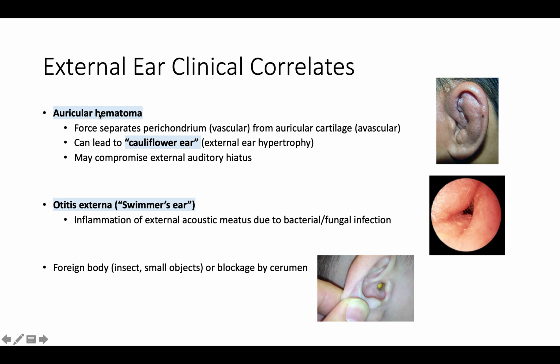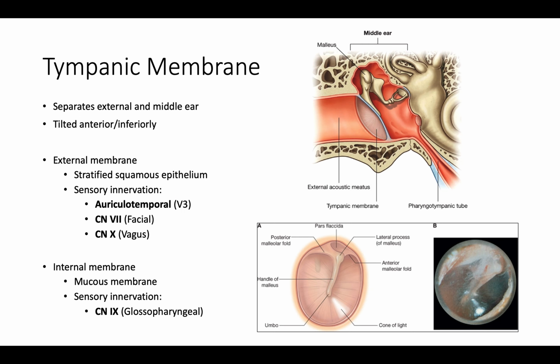So this cauliflower ear is auricular hematoma, and sometimes wrestlers can get that from an injury over a period of time, and the force is going to separate the perichondrium, which is vascular, from the auricular cartilage, which is avascular, and it can end up looking like this cauliflower ear. Otitis externa is just an external ear infection or swimmer's ear.